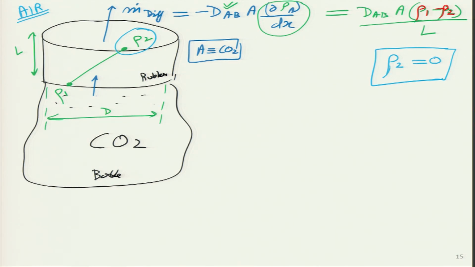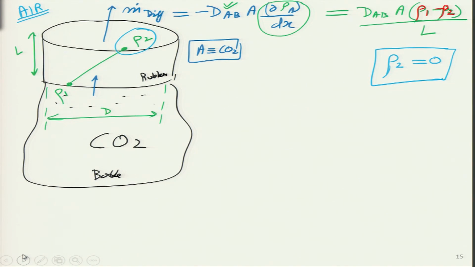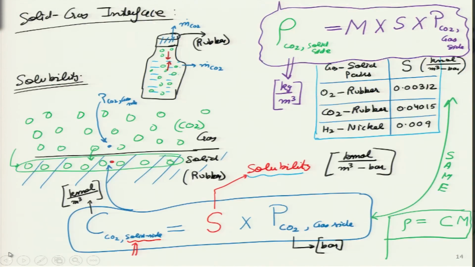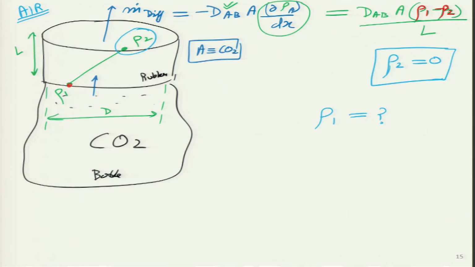How will I find density 1? I can find density 1 using this equation over here. And I think this is the point at which we will start in the next class. So, I will ask students to try and use that equation given over here in the time that they have available. Please try and figure out how much CO2 is dissolved in the rubber at just the interface point over here, at just the first layer point over here.